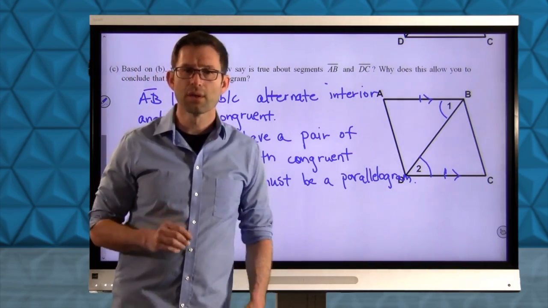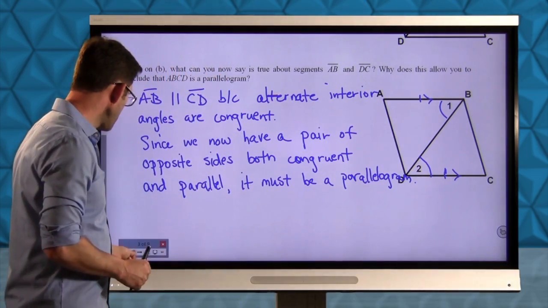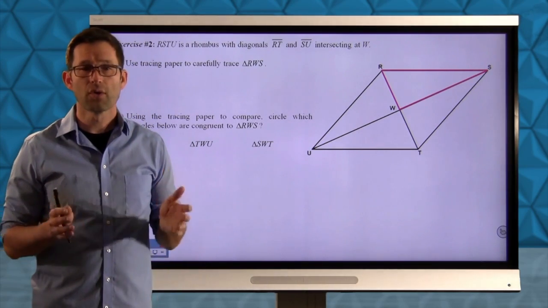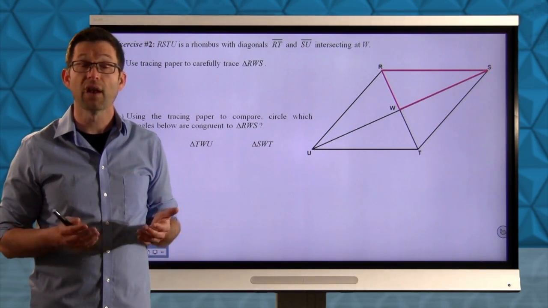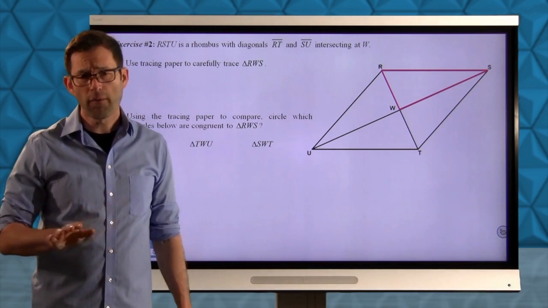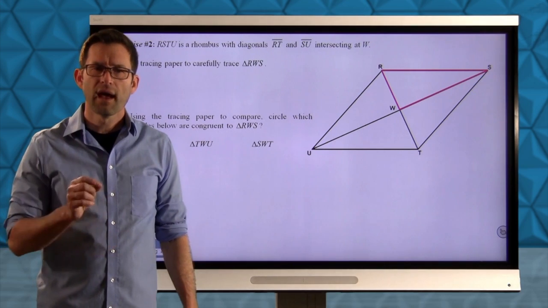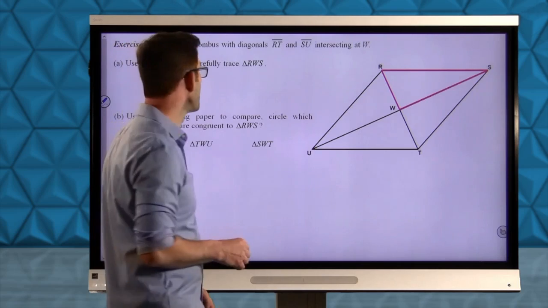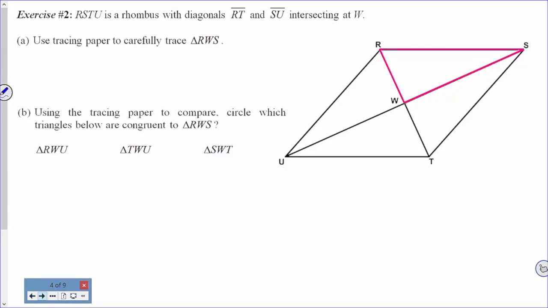So let's now see where we can go with this. Rhombuses have a lot more about them that general parallelograms don't have. And it all just comes from the fact that they're parallelograms where all four sides are the same length. Let's start to take a look at those additional properties in exercise number 2. All right, exercise number 2. RSTU is a rhombus with diagonals RT and SU intersecting at W.